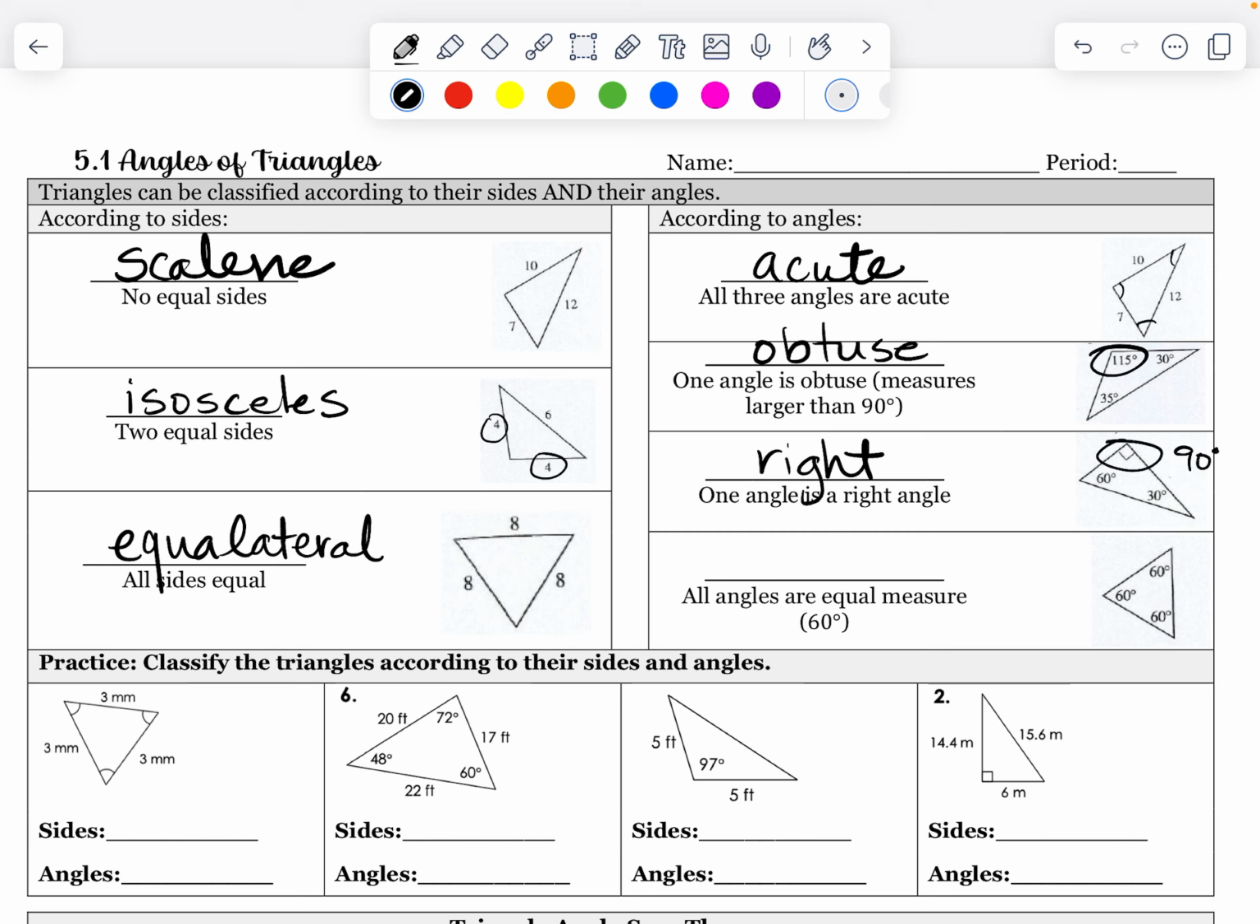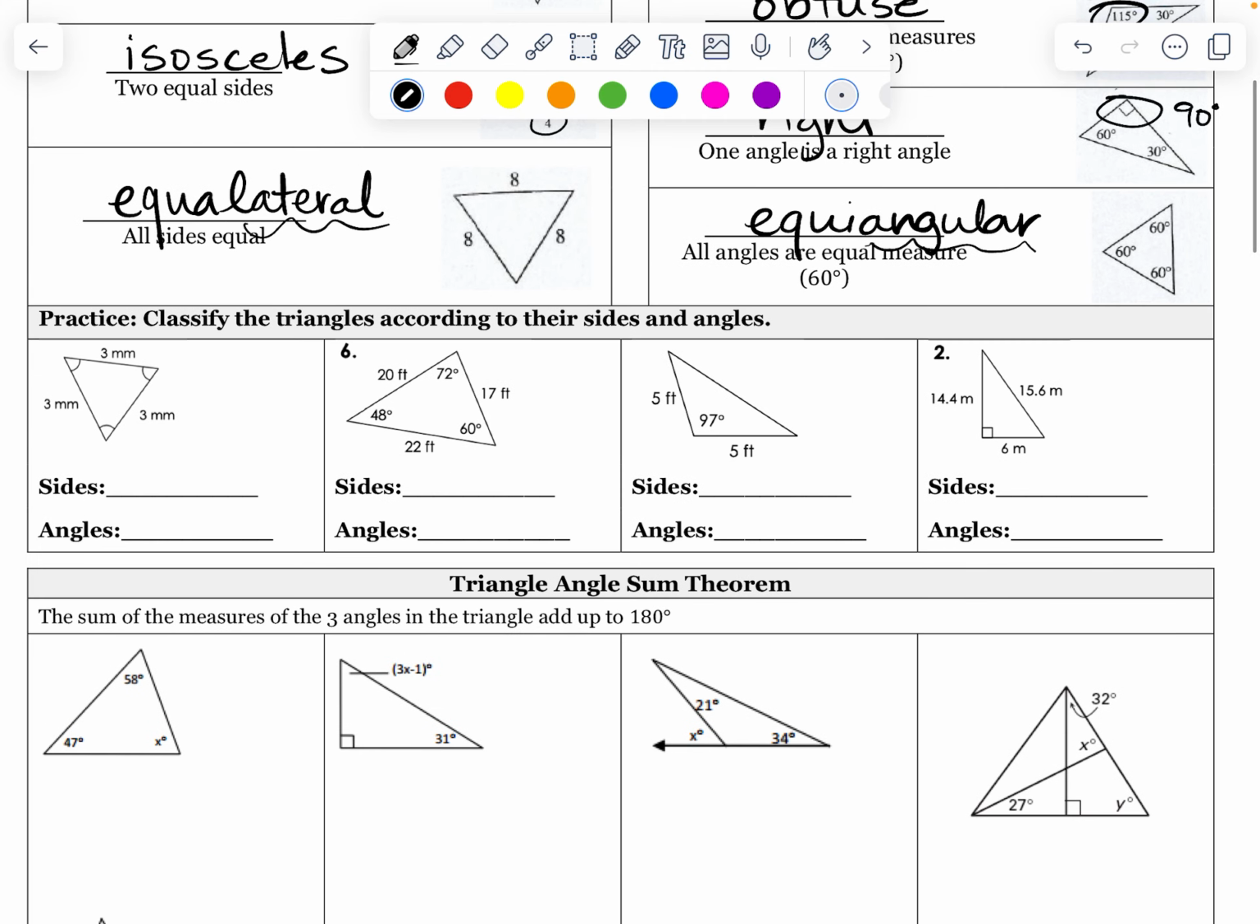And if they are all equal angles, it's equiangular. I think it's an I, actually. Equiangular. Just try and get the angle part and the lateral part more or less correct when you're differentiating between the two. So if we were to classify according to their sides, you could do this without me at this point.